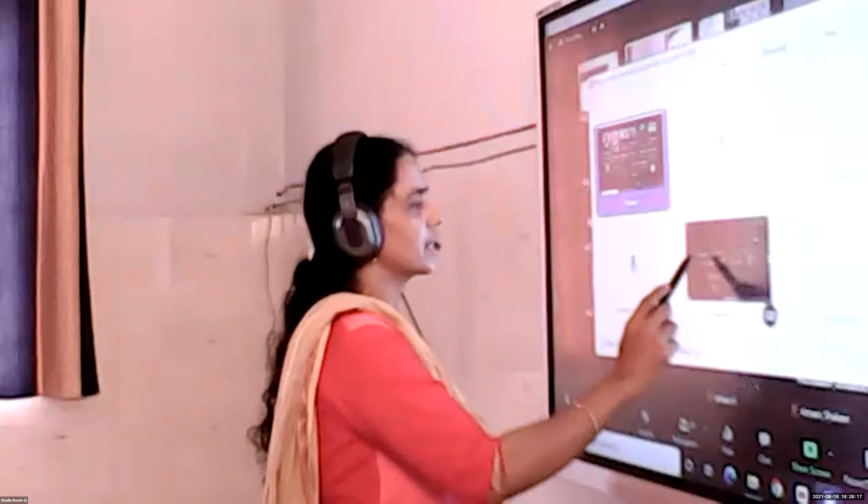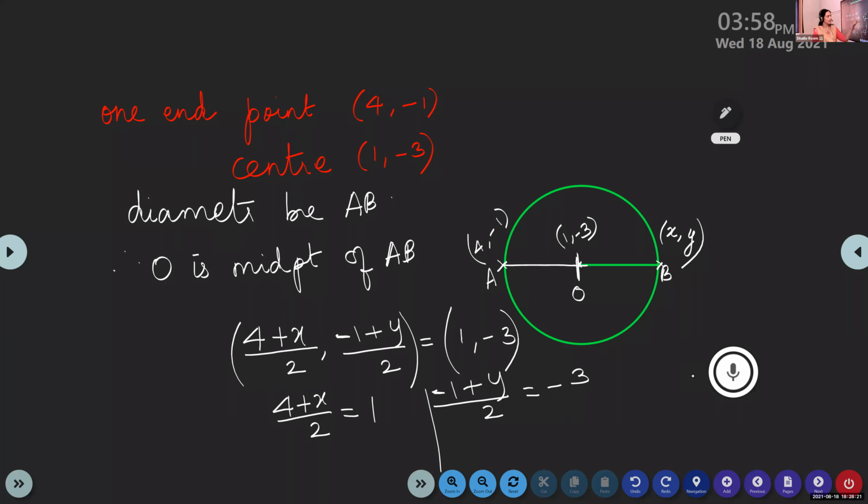What do we know about the center? The center of a circle lies on the diameter, and the center divides the diameter into 2 equal parts. So that means the center is the midpoint of AB. So we find the midpoint. How will you find the midpoint?